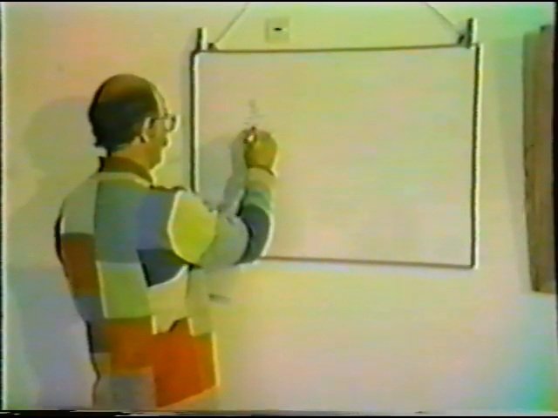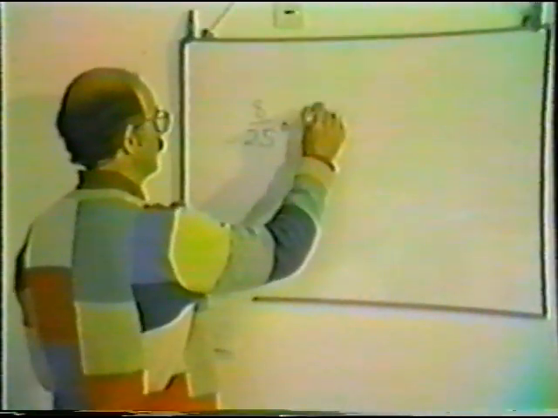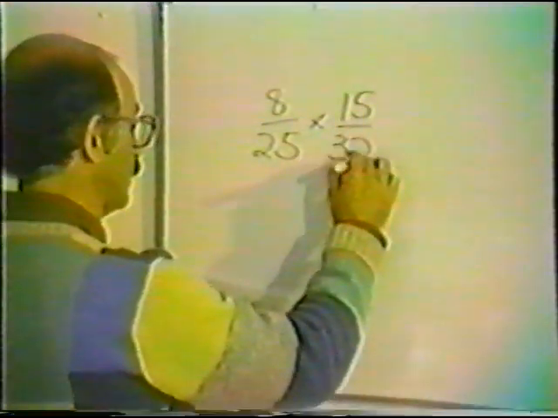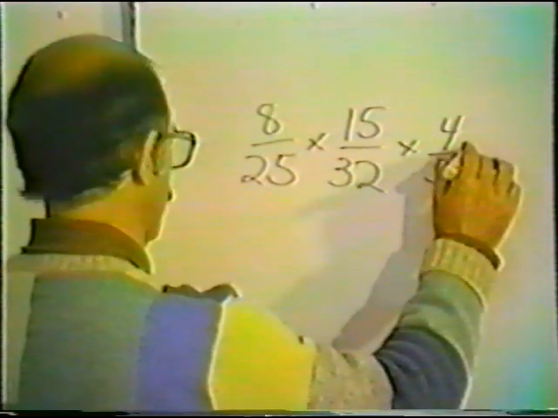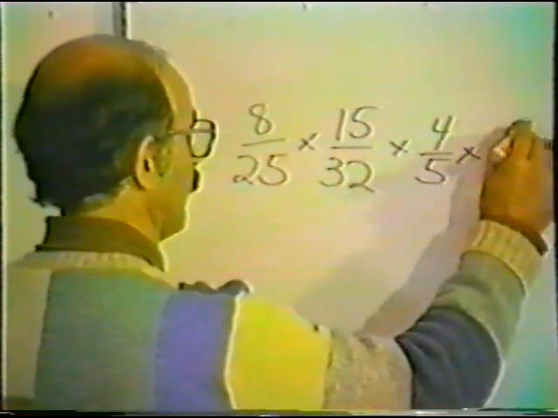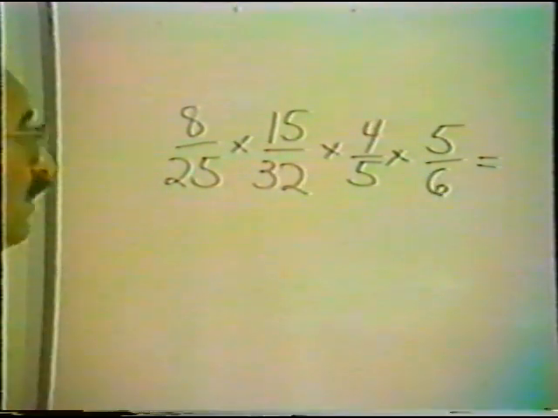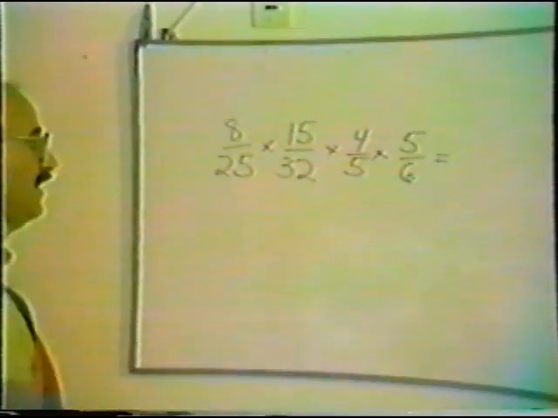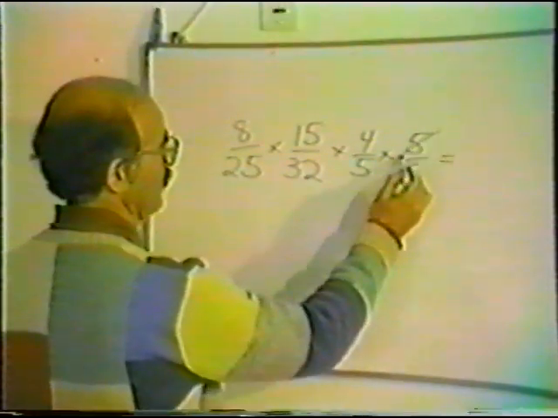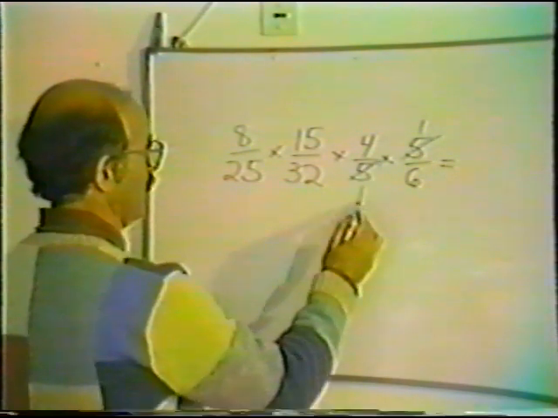Eight 25ths times 15/32nds times 4/5 times 5/6. What shall I cancel first? 5 and 5. 5 into 5 is 1. 5 into 5 is 1.